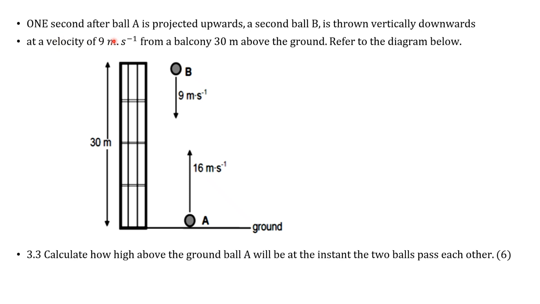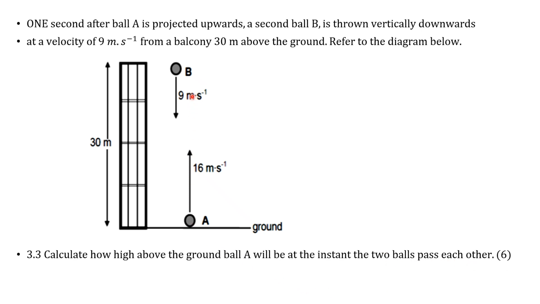One second after ball A is projected upwards, the second ball B is thrown vertically downwards. So this ball travels for 1 second before this one is thrown down, according to what is stated there. That ball is thrown down at a velocity of 9 meters per second from a balcony 30 meters above the ground. So from there to there is 30 meters. Refer to the diagram below. Calculate how high above the ground ball A will be at the instant the two balls pass each other.